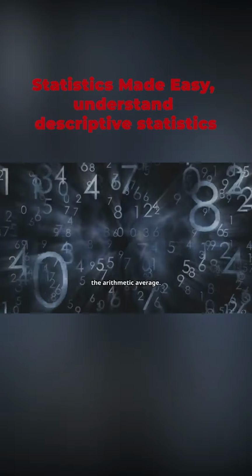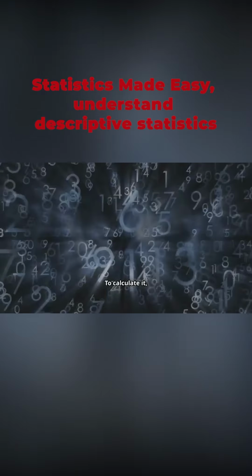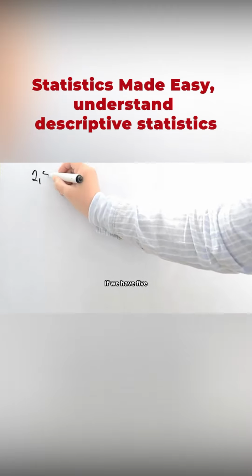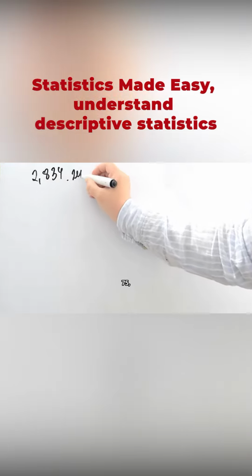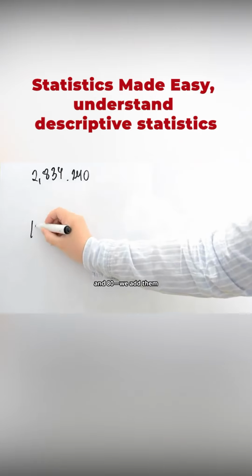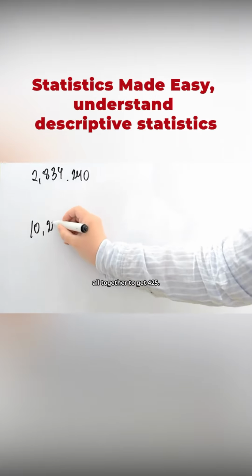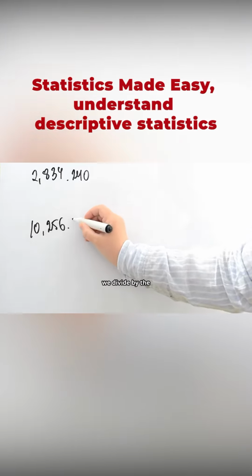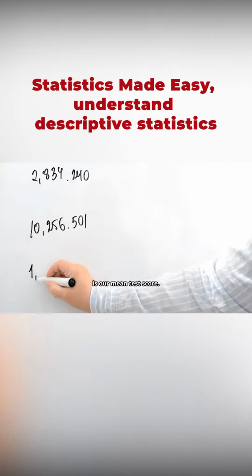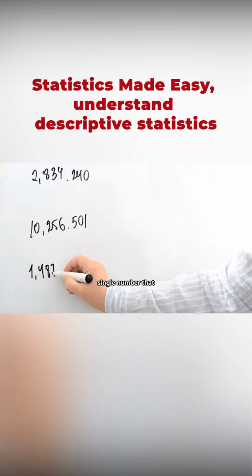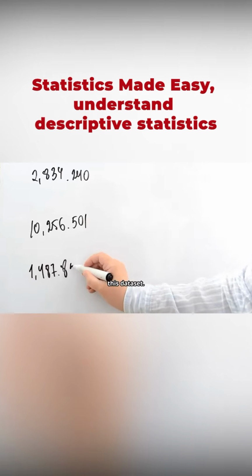The mean is simply the arithmetic average. To calculate it, you add up all the values in your dataset and then divide by the total number of values. For example, if we have 5 test scores, 85, 90, 75, 95, and 80, we add them all together to get 425. Then, we divide by the number of scores, which is 5. The result, 85, is our mean test score. It gives us a single number that represents the central point of this dataset.